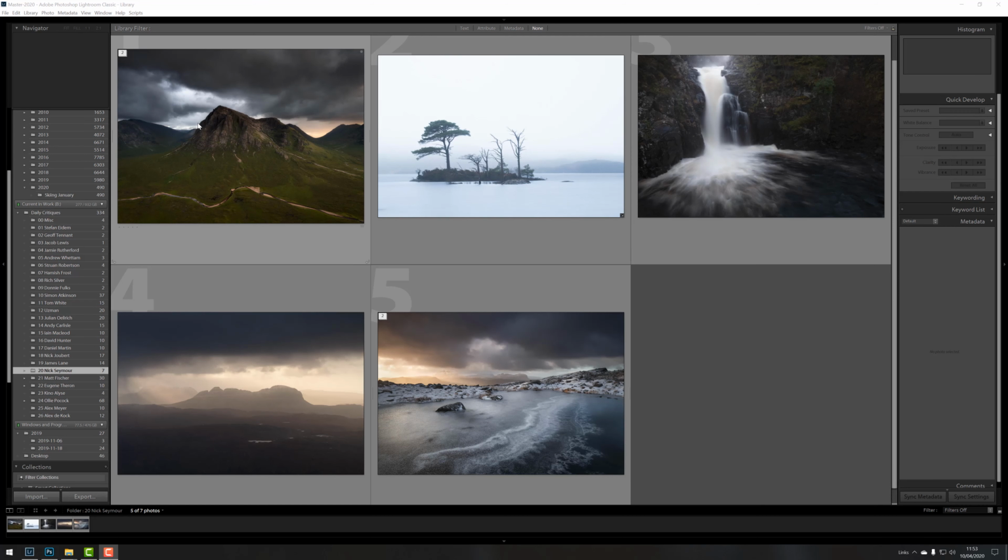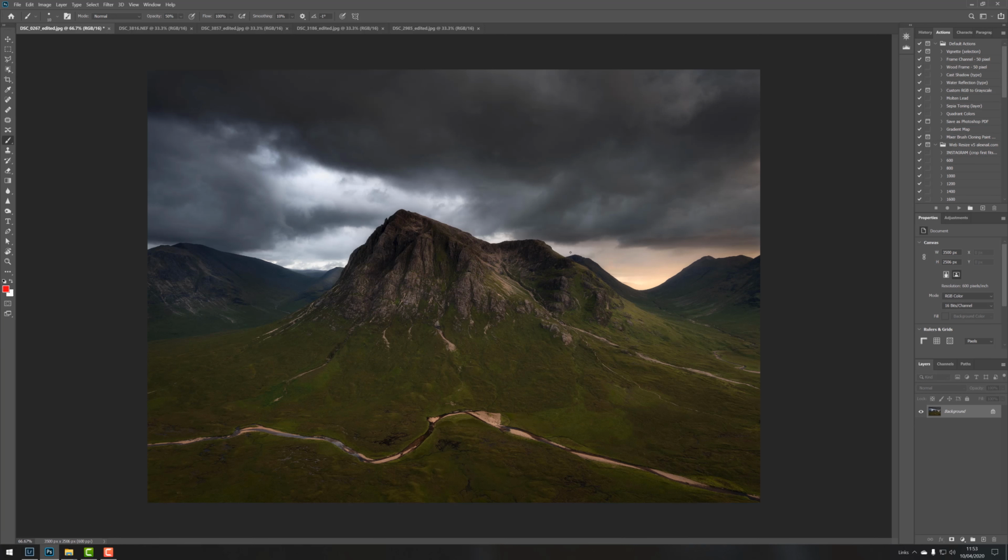So here are the 5 images that Nick sent in, and this one top left is from the Glencoe area, whilst I believe the other 4 are all taken in Assynt, which is in the far north of Scotland. So we'll have a look in Photoshop, and we'll start with this one of Buachaille Etive Mòr, very famous mountain, probably the most photographed mountain in Scotland.